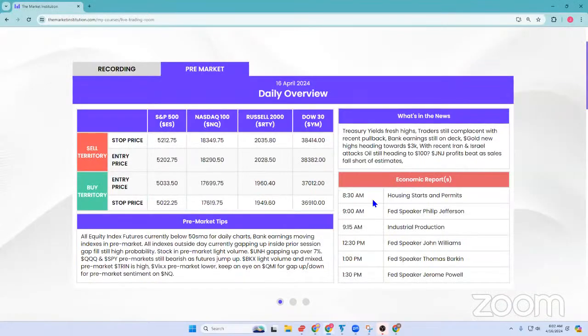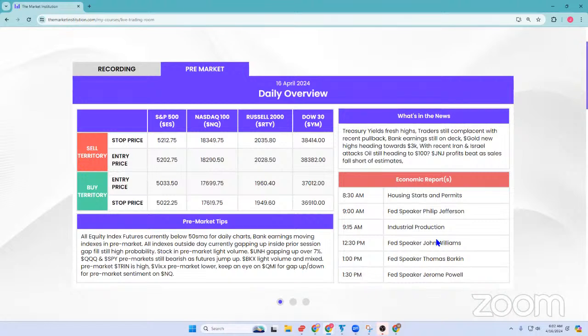Now, 8:30 housing starts came out. We just had, or just starting right now, Fed Speaker Philip Jefferson comes out. Later on, at 9:15, 15 minutes after he starts speaking, industrial production. And then we have 3 more Fed speakers later on today.